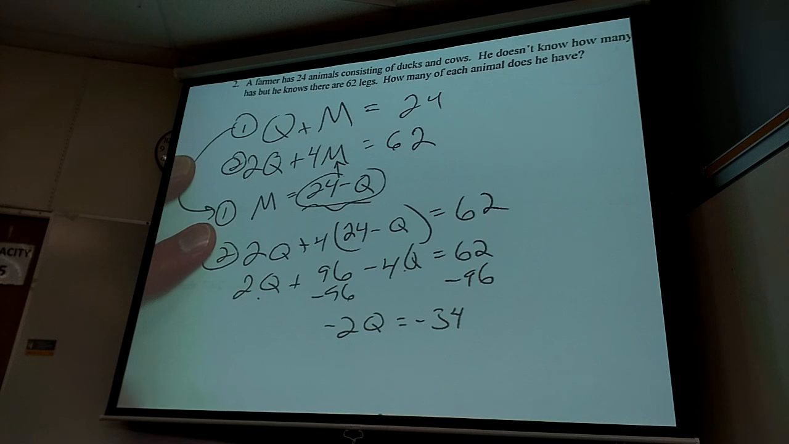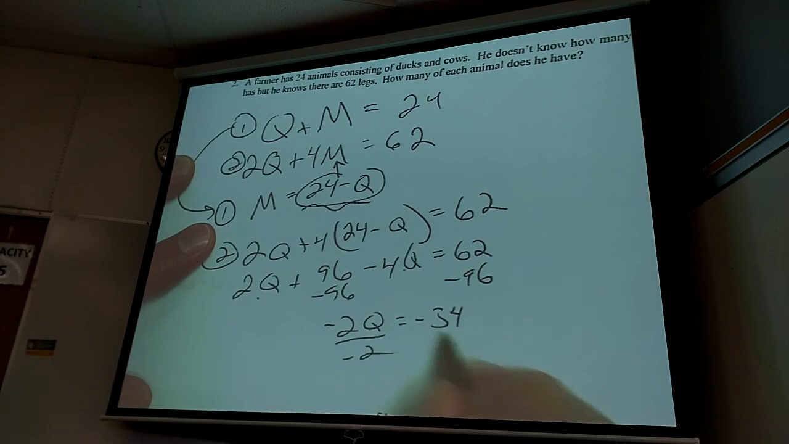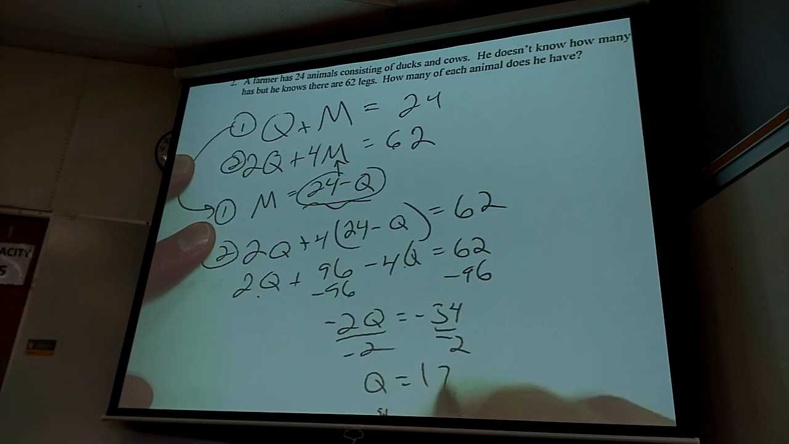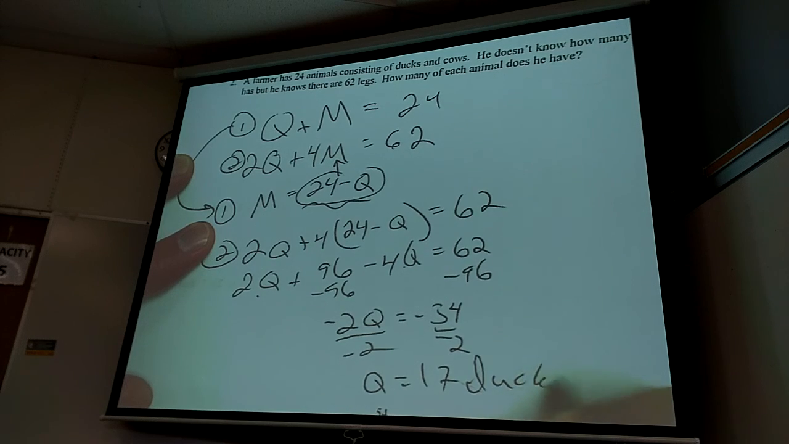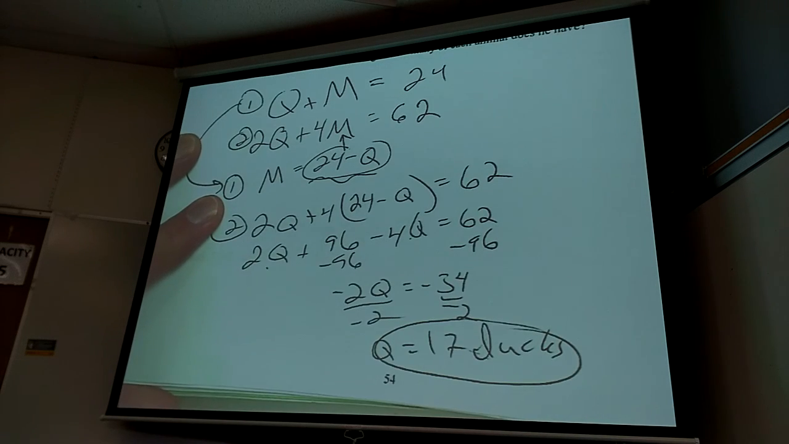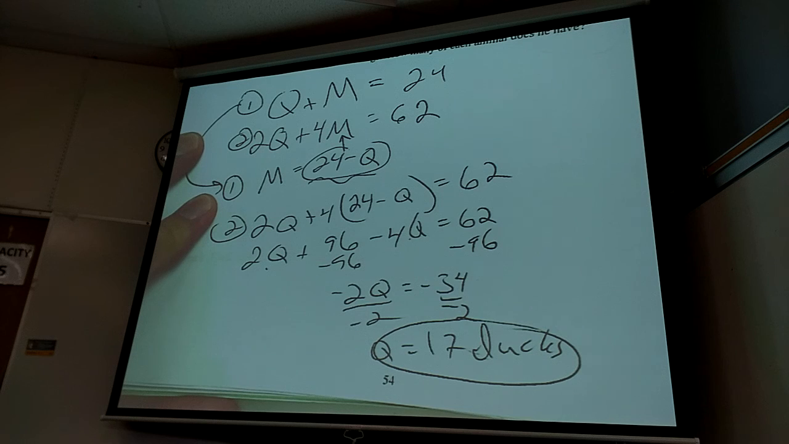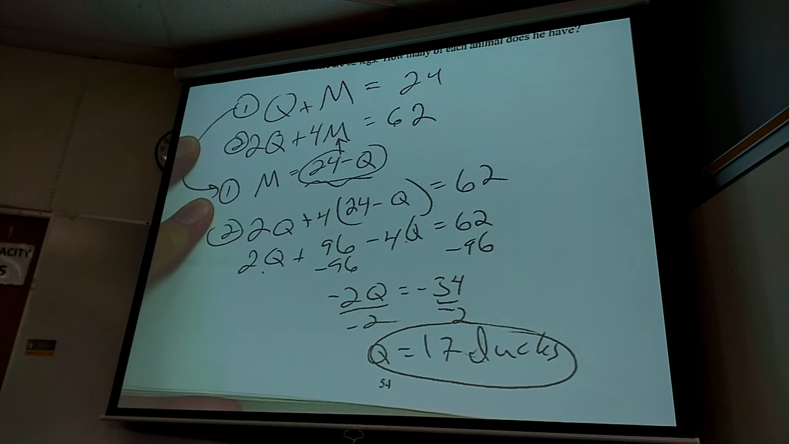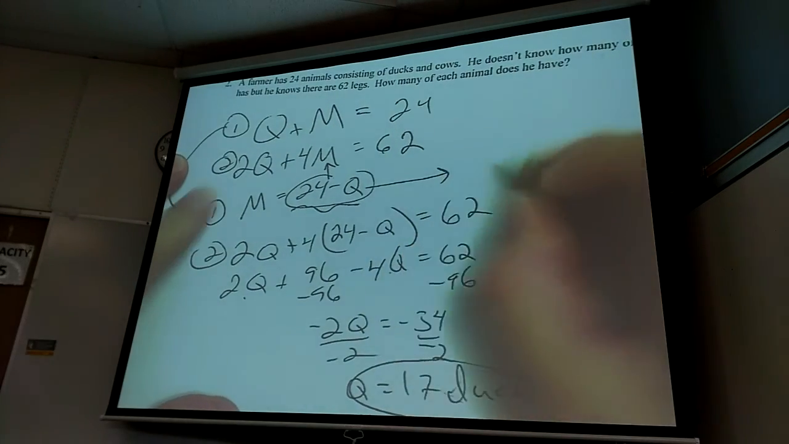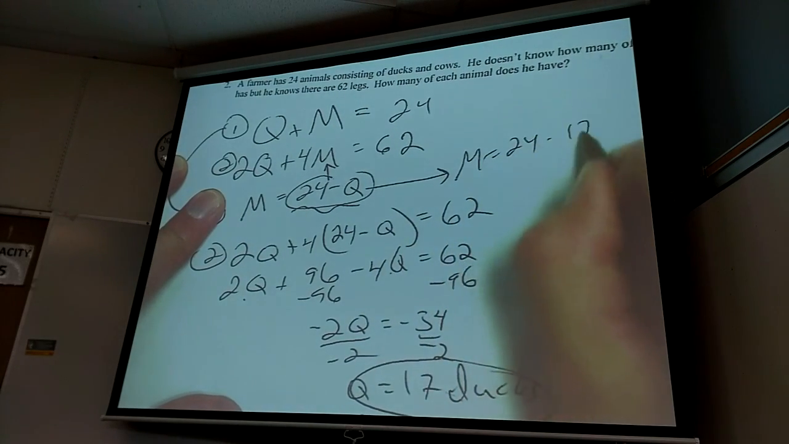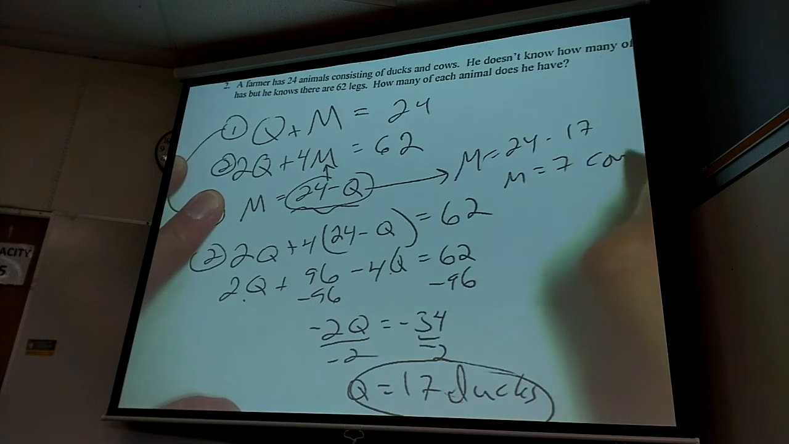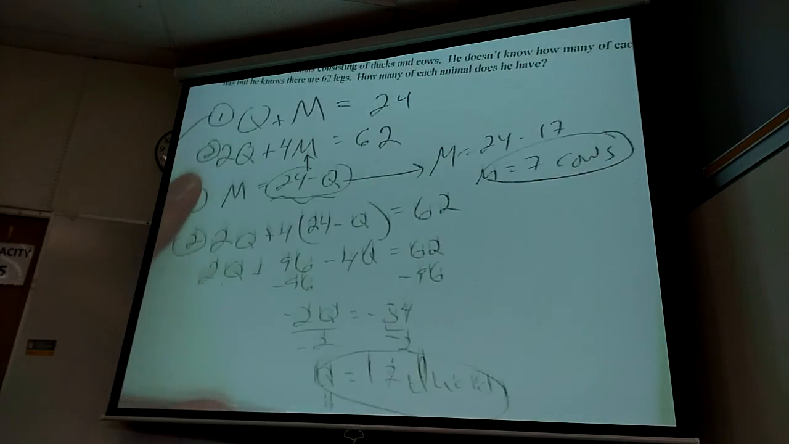I think. And then divide by negative 2, I get 17 ducks. That's how many ducks I get, 17. And how many cows? 24 minus 17, I got 7 moo cows.